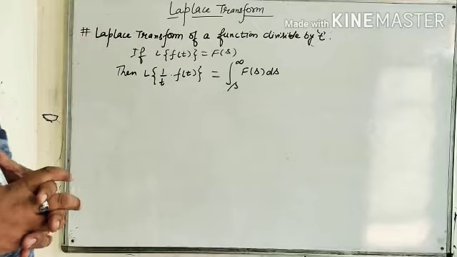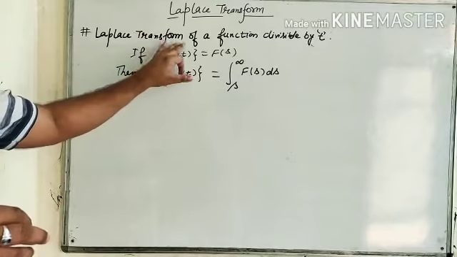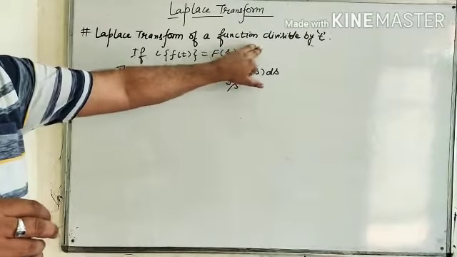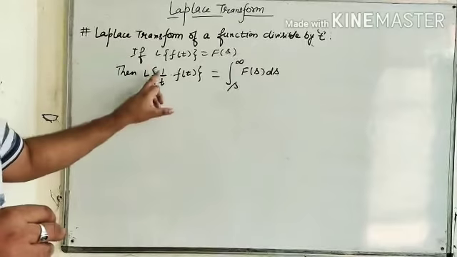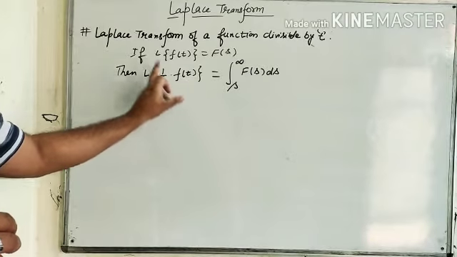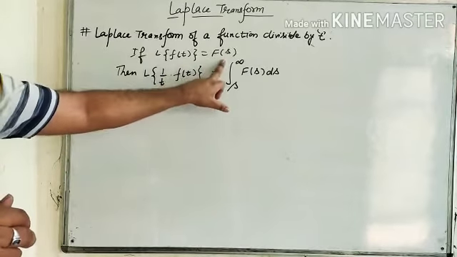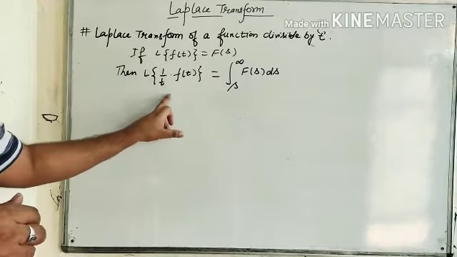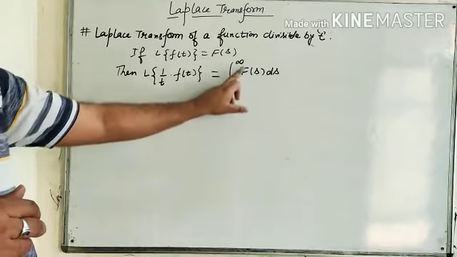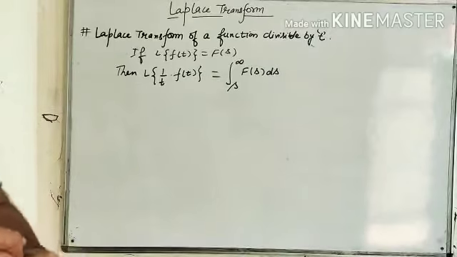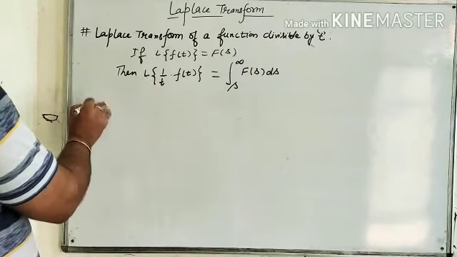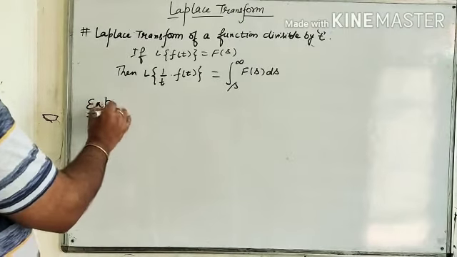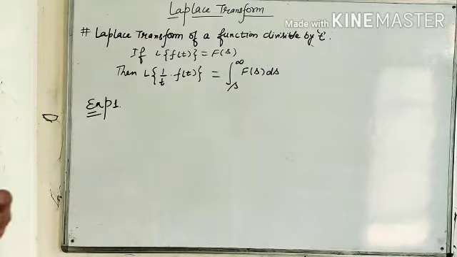In this particular lecture, we will study the Laplace transformation of a function divisible by small t, that is, of the form 1 upon t into f(t). If Laplace of f(t) equals F(s), then Laplace of 1 upon t into f(t) equals the integral from s to infinity of F(s) ds. So, for better understanding, we will take some examples based on this phenomenon.